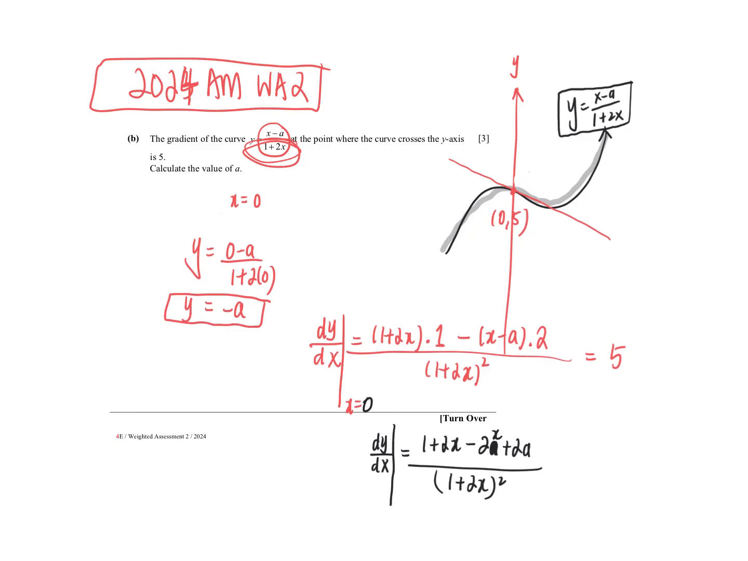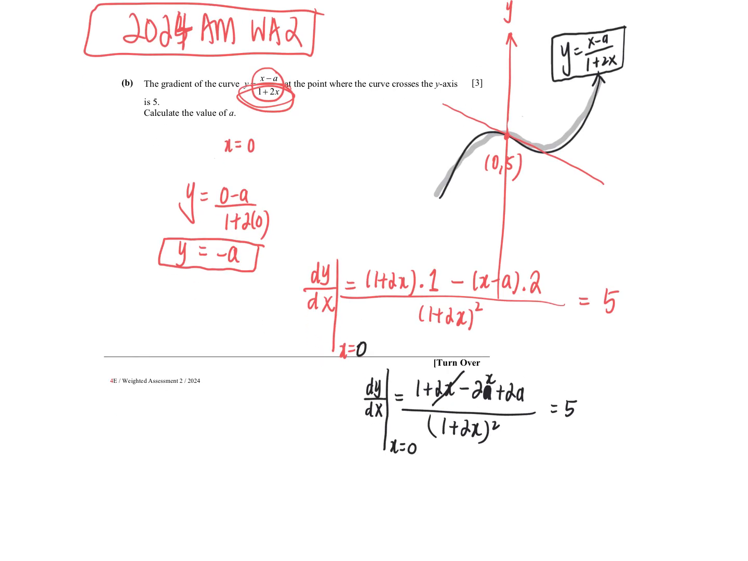Okay, so this expression here, sub in x at 0, you should get 5. So this is gone, this is gone, this is gone. So 1 plus 2a over 1 square is 5. So 2a is 4, a is 2. So actually don't even need this at all. So if you see this question, laugh.